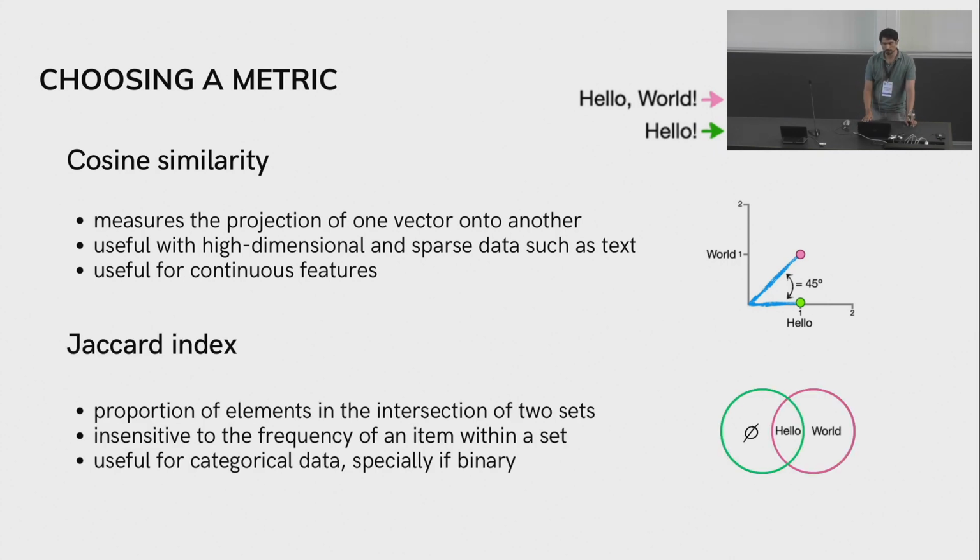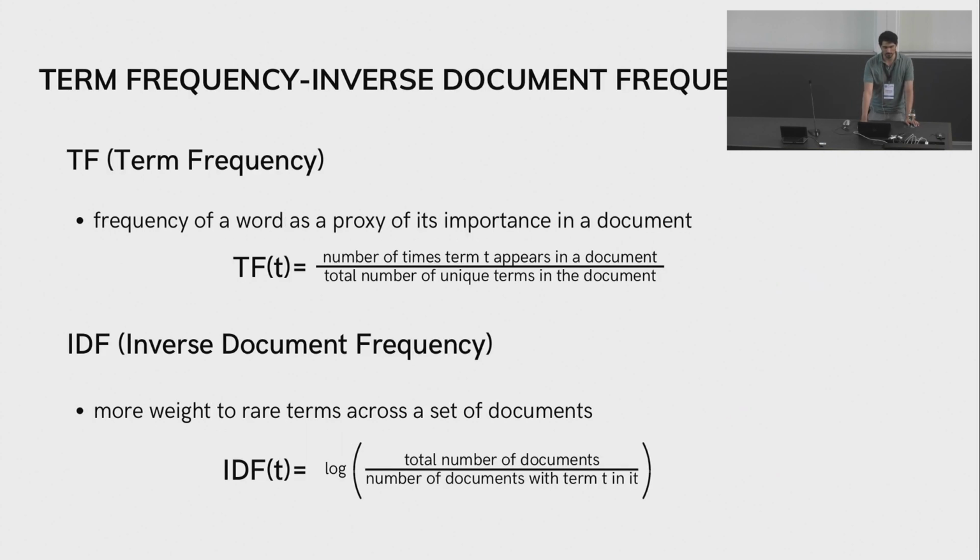There are some other options. For instance, there's the Jaccard index, which only accounts for the number of elements in the intersection divided by the number of unique elements in the whole corpus of text. But we are going to use cosine similarity because we care about frequency, and we introduce the frequency of a word as a proxy for its importance in a document using TF-IDF.